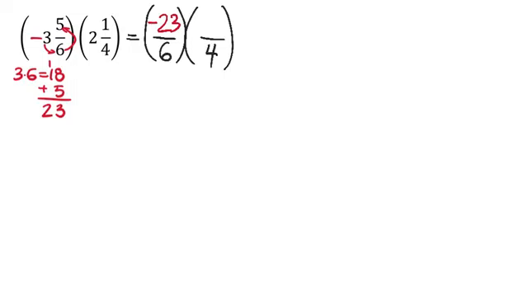And then I need to apply the cycle method to my 2 and 1/4. So that's 2 times 4, which is 8. And I will add the 1 numerator. 8 plus 1 is 9. So I end up with 9/4 for my second fraction.